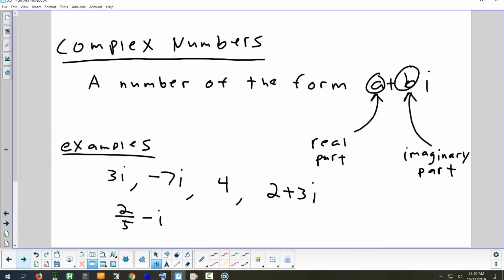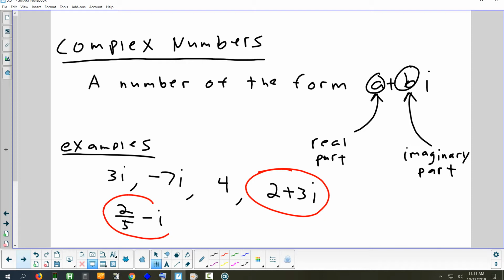So first of all, how do you write a complex number? The standard way to write it is a + bi, where a is the real part, b is the imaginary part. So here's an example: 2 + 3i. 2 is the real part, 3 is the imaginary part.